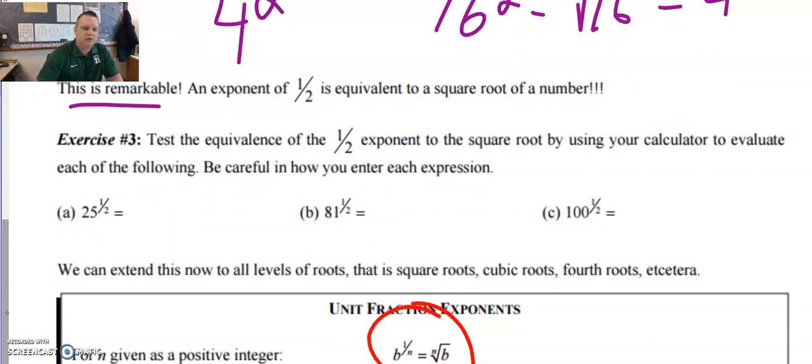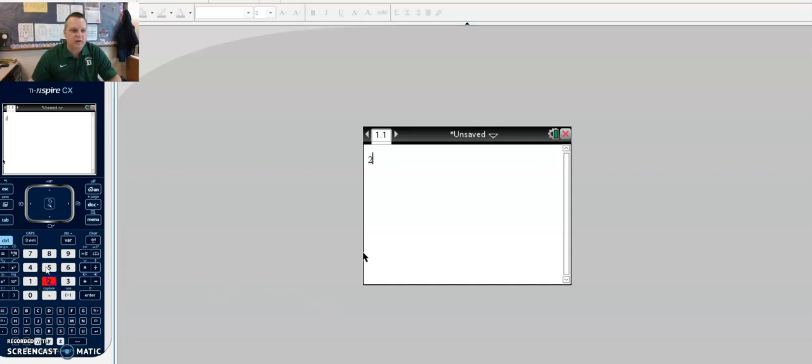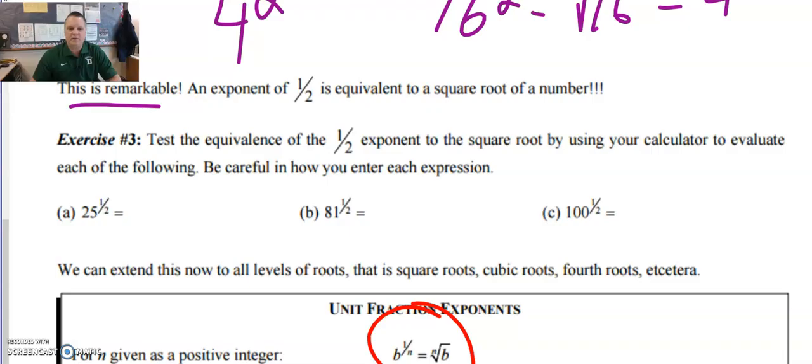Now, you don't have to do the square root button. You can go to your calculator and just plug in 25 caret, go to your fraction button, 1/2, enter, and there it is, 5. So like I said, you do not have to change anything. So we can just leave it. So we have the square root of 25, 5.